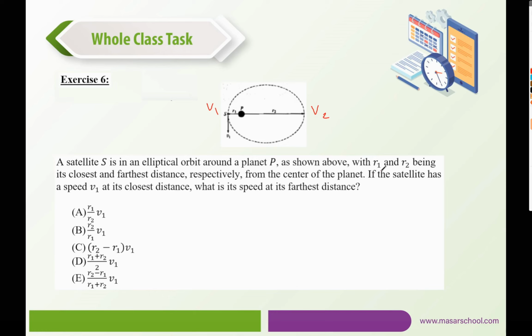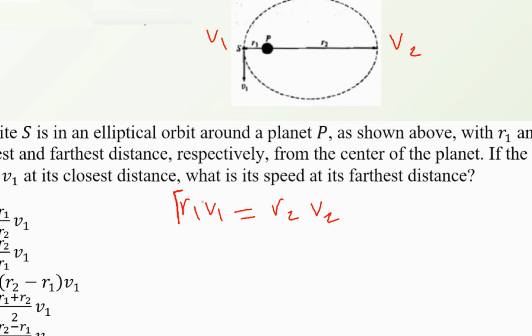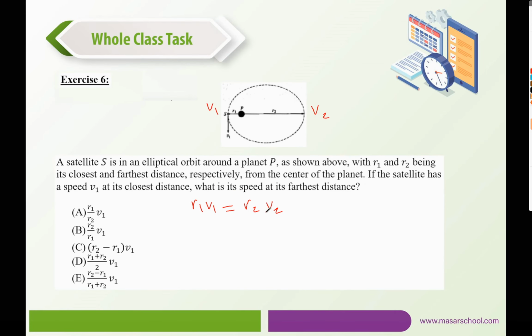And we know that in this case we can use the conservation of angular momentum, which gives us the following equation: R1 v1 is equal to R2 v2. Now remember, if this is a free response problem, we need to derive this from scratch, starting from the conservation of angular momentum, and we're interested in determining v2. Then v2 would be given by R1 v1 divided by R2, and in this case A is correct.